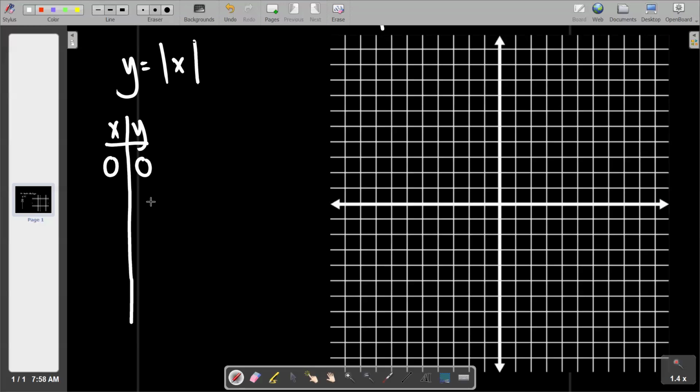Now let's start moving in the positive direction. If I put 1 in place of x, what do I get back for y? 1, right? Because the absolute value of 1 is 1. Anybody confused as to what I'm doing right now? Just changing x's into whatever I want. Like I'm the boss of the table. I can put in whatever I want. Like I could put in 4. What's the absolute value of 4? 4.